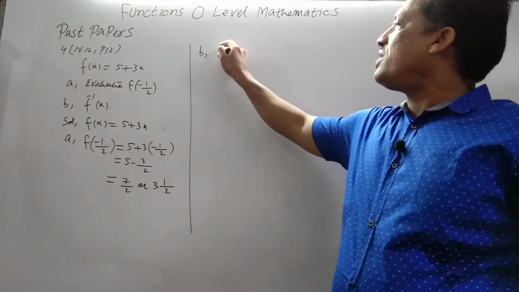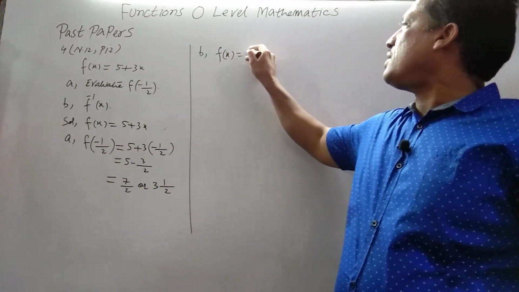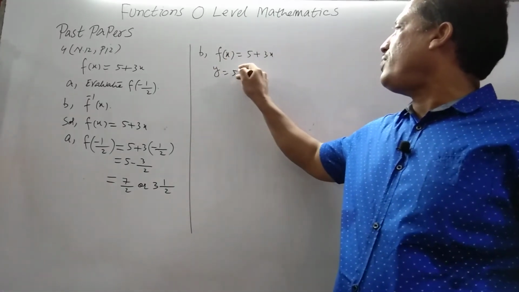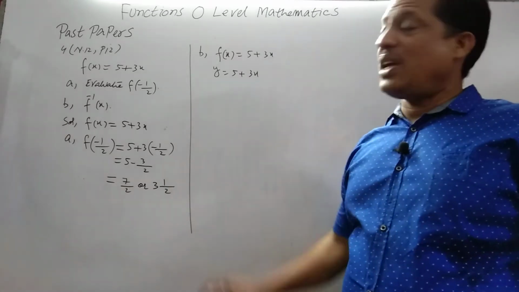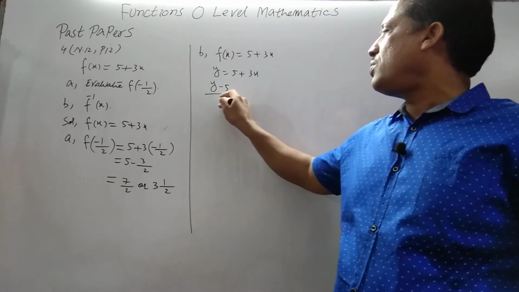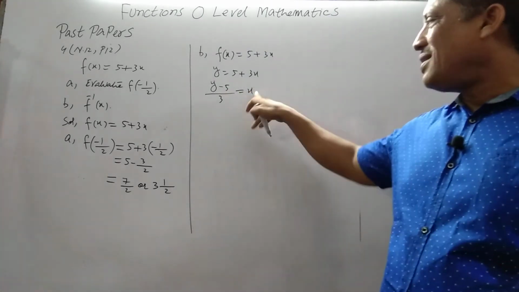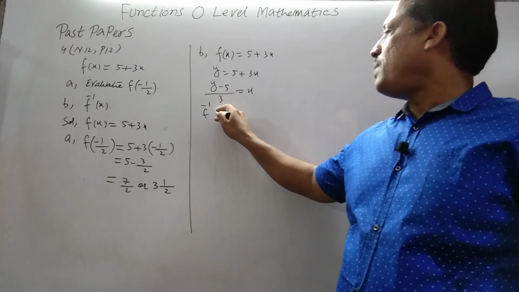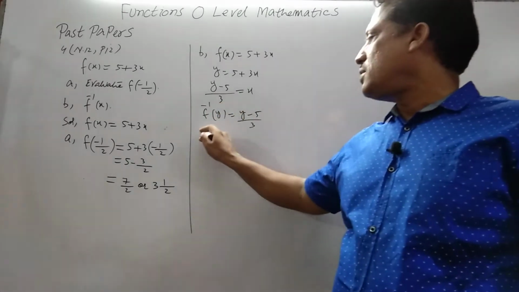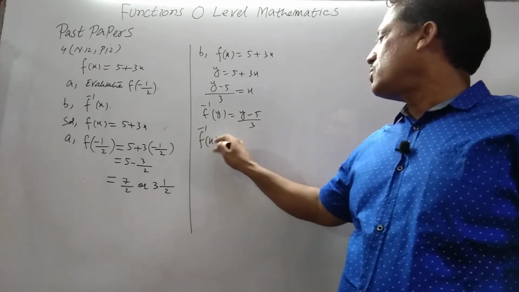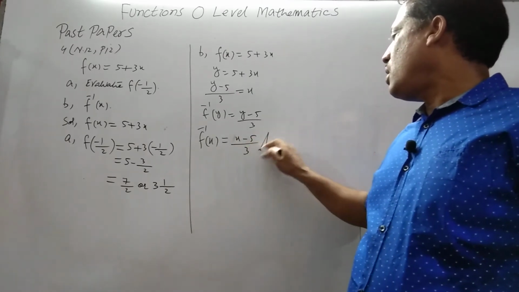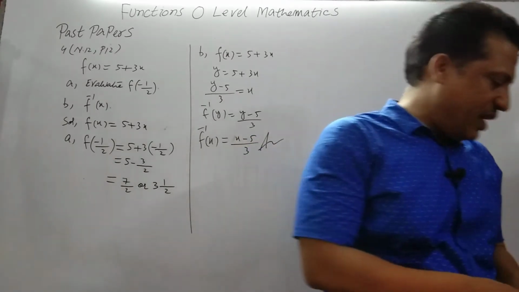The next part is find f inverse x. f(x) is equal to 5 plus 3x. What is the first step? y is equal to 5 plus 3x. The second step is make x the subject. y minus 5, this 3 multiply, this should divide. The third step is replace x by f inverse y, which is equal to y minus 5 upon 3. And the last step is replace y by x, so that f inverse x is equal to x minus 5 over 3. Answer. Very small question, very easy question.